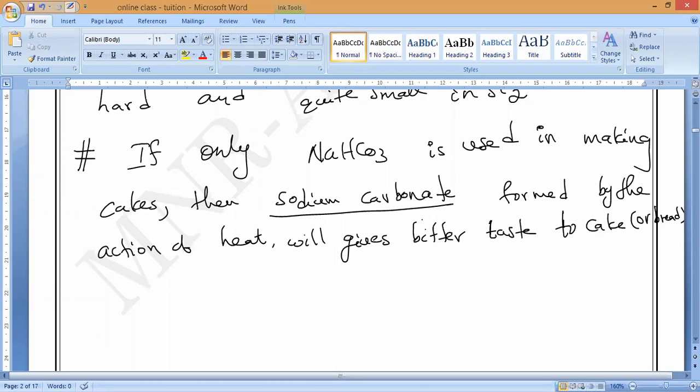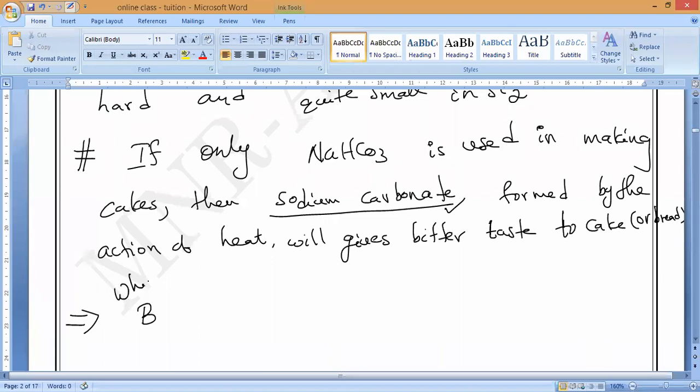But the sodium carbonate, which is coming in this reaction, will give a bitter taste to the cake. Do you understand, guys? Tartaric acid is used to remove that bitter taste. That is the reason we add baking powder.